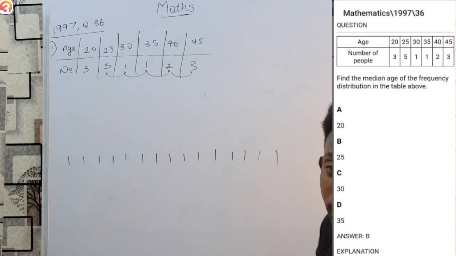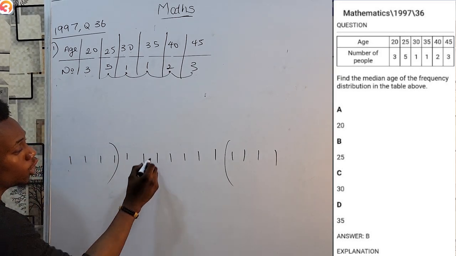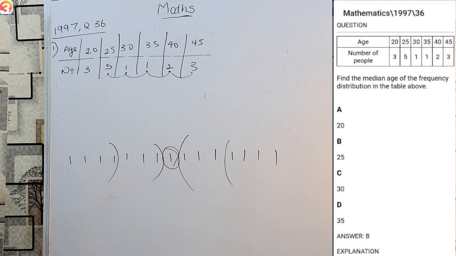So let's go in groups. Let's take away 4 on this side, 4 on this side. Take away 3 on this side, 3 on this side. And so you can see that's the middle. That means the 8th position. Where is my 8th position here?